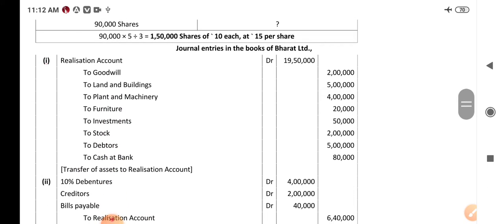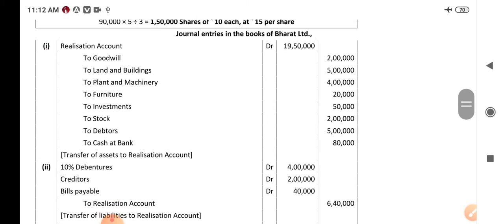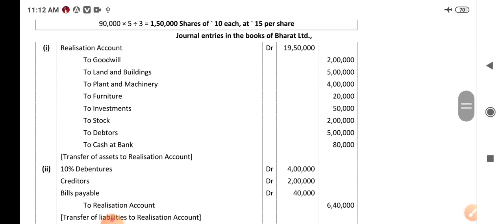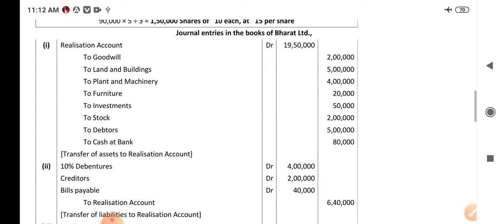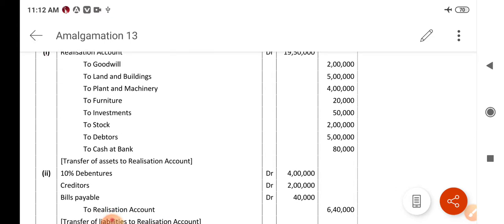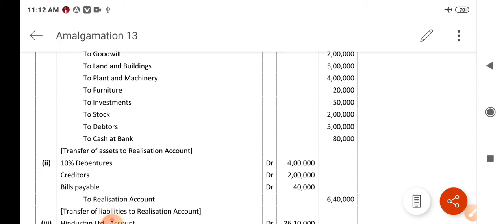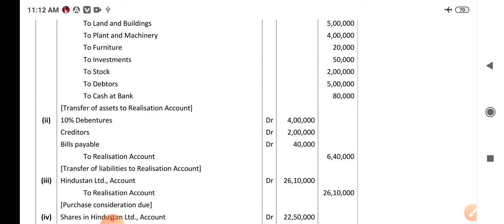Next we are asked to pass the journal entries. So we will pass the journal entries. So we have to transfer all the assets except discount on issue of debentures. Okay, because that is the fictitious asset. So goodwill to realization account, debtor to goodwill account, to land and building, to plant and machinery, to furniture, to investments, to stock, to debtors and cash at bank. So all the assets should be transferred at their book value.